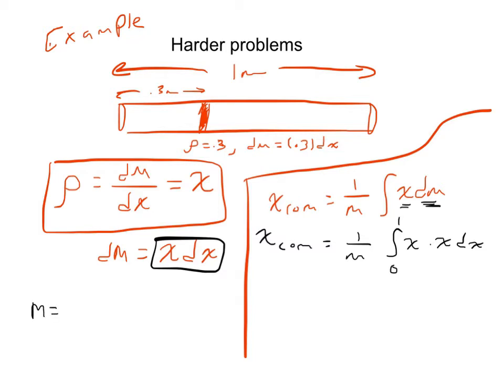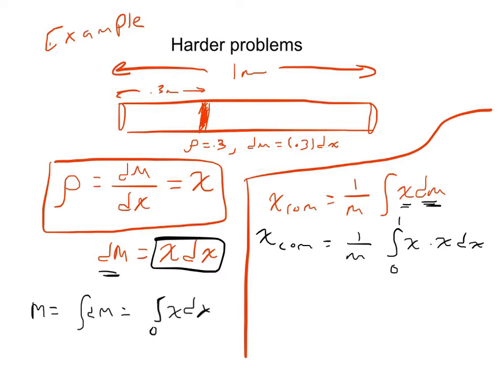Well, how are we going to find the mass? The mass simply is the sum of all the little masses. So the integral of dm is the same as the integral of x dx from 0 to 1. And so that's just going to be 1/2 x squared, integrating that from 0 to 1, which is just 1/2. So that's the mass of my rod.